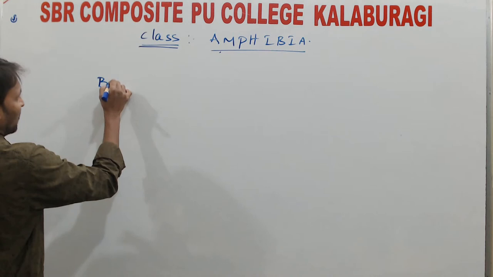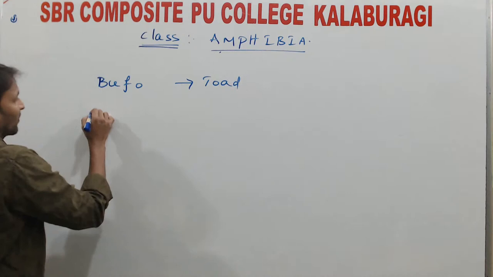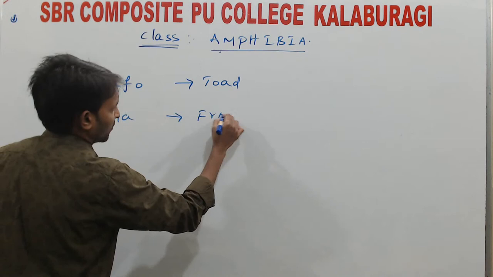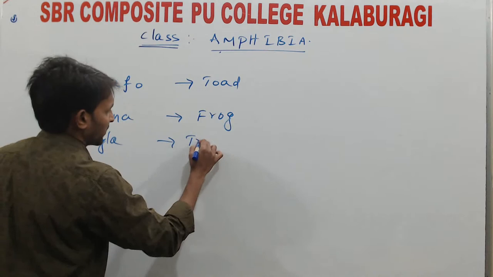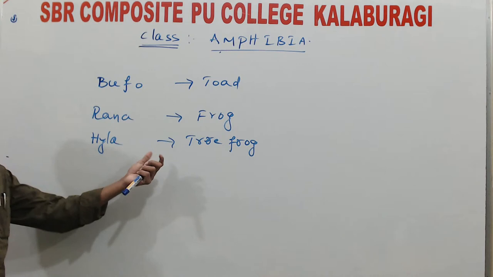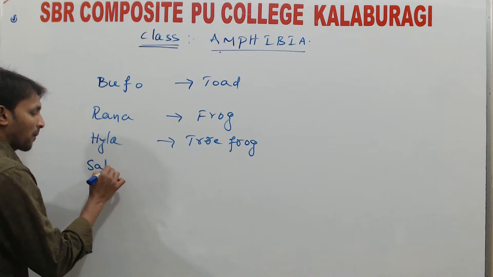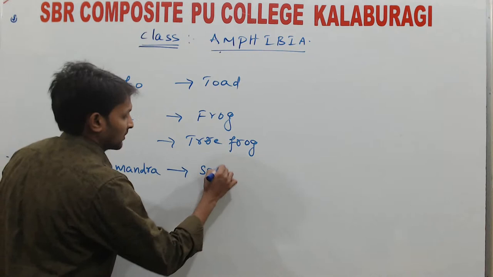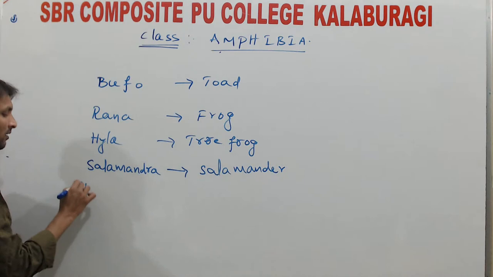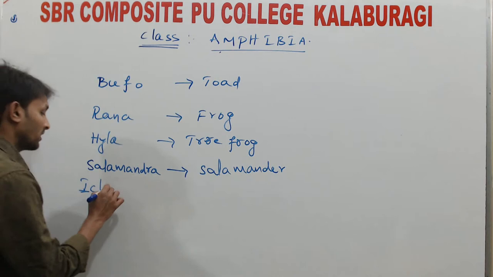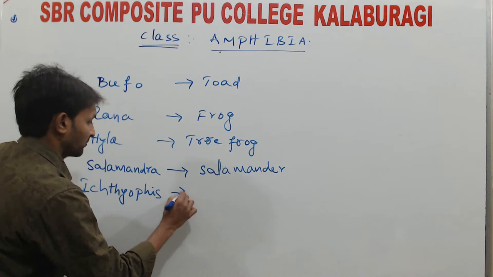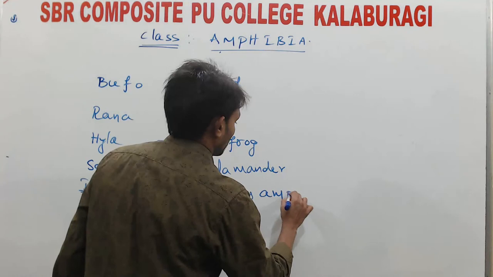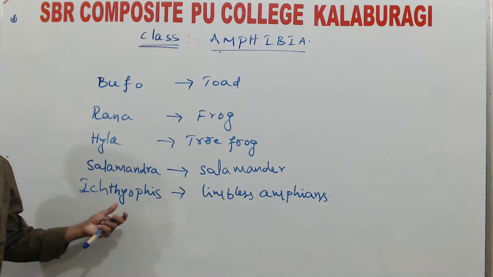If you see the first one, Bufo is the scientific name, commonly called toad. Rana tigrina, which we are calling frog. Hyla, which is tree frog. Tree frog means mostly it lives on the trees only. Next, Salamandra, commonly called salamander. And the final one, in the exceptional case, we discuss the amphibian without limbs, Ichthyophis, limbless amphibian. So these are the examples you can find in the NCERT textbook regarding the class Amphibia.